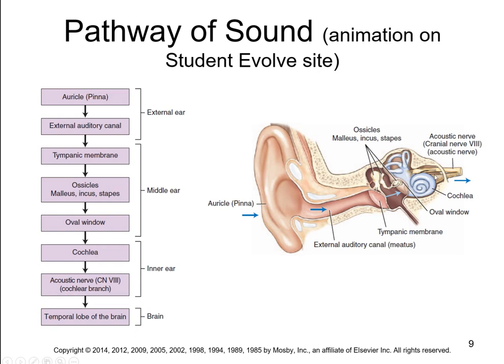And that will lead to the brain, the temporal lobe of your brain. Temporal is where your temple is. So your temporal lobe is going to be right where your temple is, on either side of your head. And that is where your brain processes sounds.